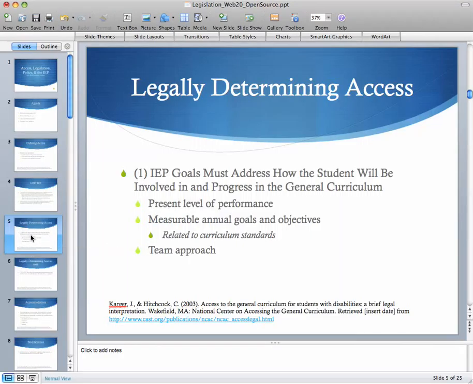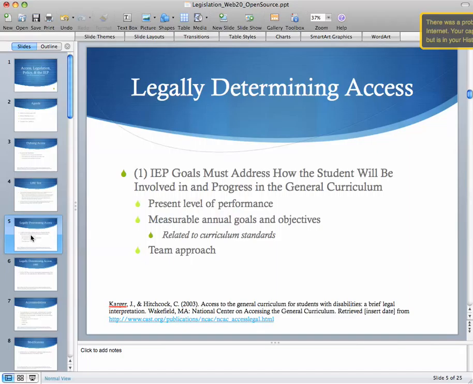Next, we want to take a look at how we legally determine access for students. The first step that we do is in the IEP goals, we must address how the student will be involved in and progress in the general curriculum. And we do this three different ways.